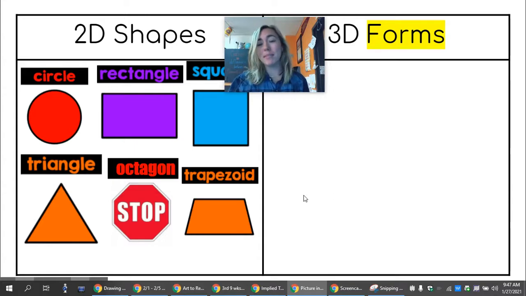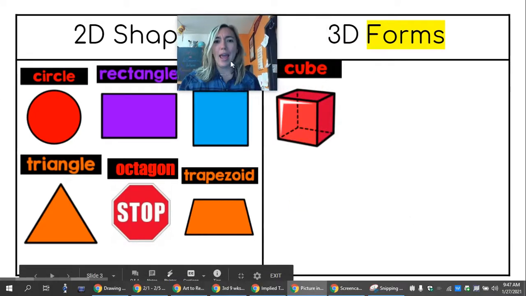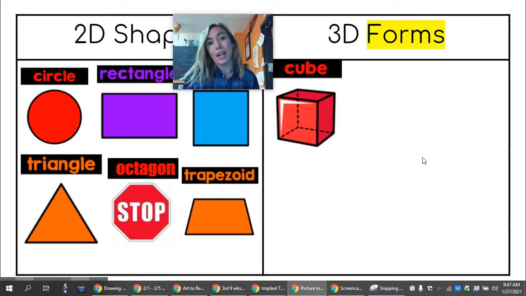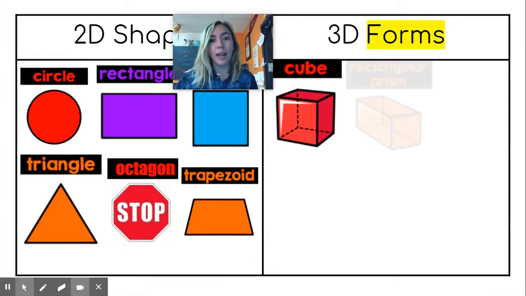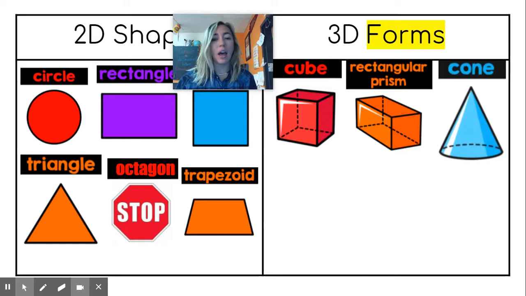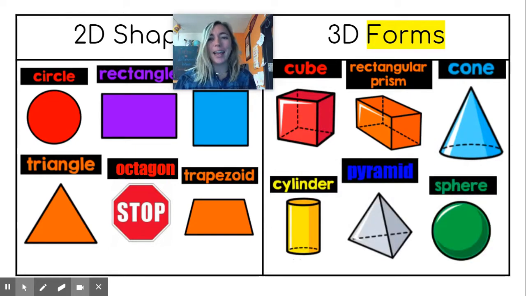Now, some 3D shapes that we are going to learn how to create are a cube. And when we call 3D shapes in art, we can call them 3D forms because forms are shapes that are three-dimensional, they take up space, and we can see from all the way around. So we'll also learn about a rectangular prism, a cone, a cylinder, a pyramid, and a sphere.